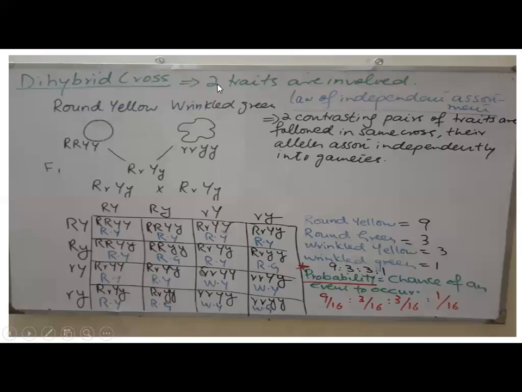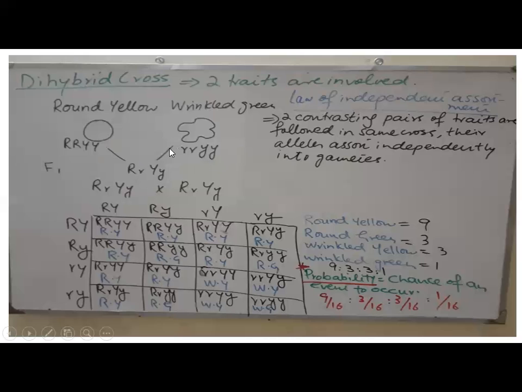What is a dihybrid cross? Two traits are involved. For example, we are considering the seed shape and the seed color of the pea plant. There are two seed shapes, round and wrinkled, and two colors, yellow and green. For round, capital R capital R. For yellow, capital Y capital Y. They represent the dominant condition. For wrinkled, small r, and for green, small y.